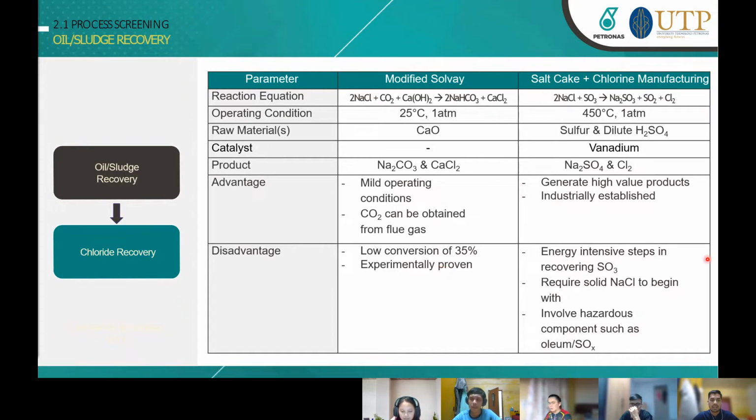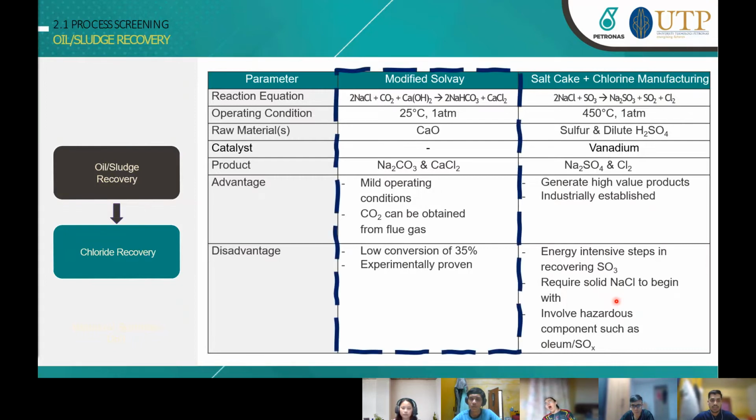In contrast, the industrially established route converts sodium chloride into highly valuable salt cake and chlorine at 400 degrees Celsius and 1 atm in the presence of a vanadium catalyst. However, the energy-intensive step of recovering sulfur trioxide gas and the use of hazardous components make this route unfavourable. Moreover, the process requires a dry solid feed, which means all the water in the effluent stream must be removed, which is very unlikely. In summary, the modified Solvay route was shortlisted as the design alternative for chloride recovery.